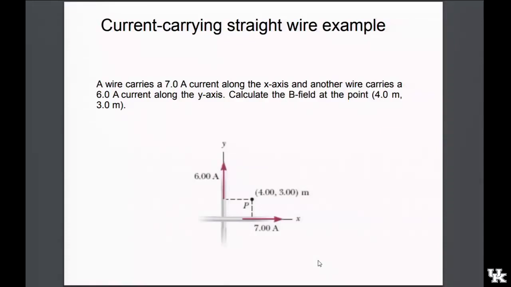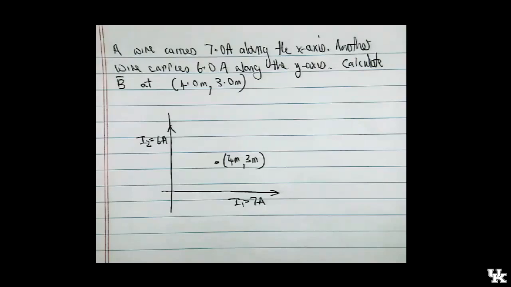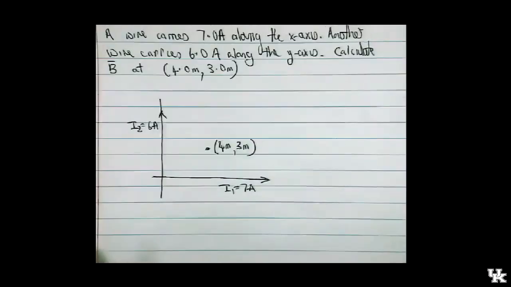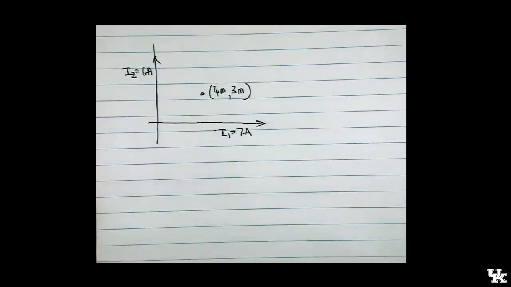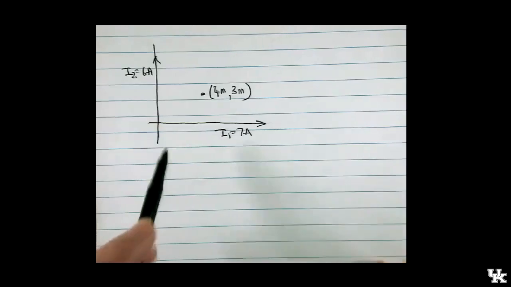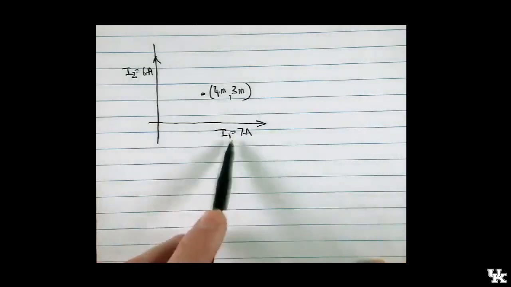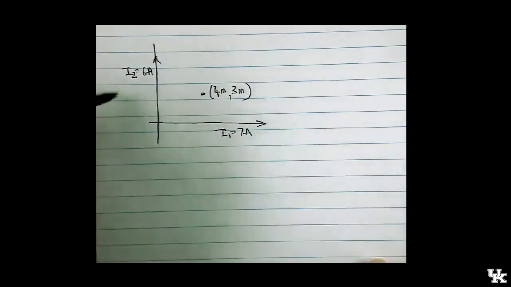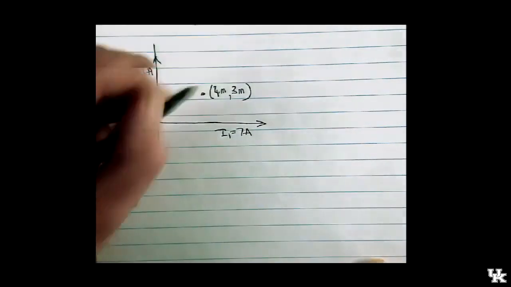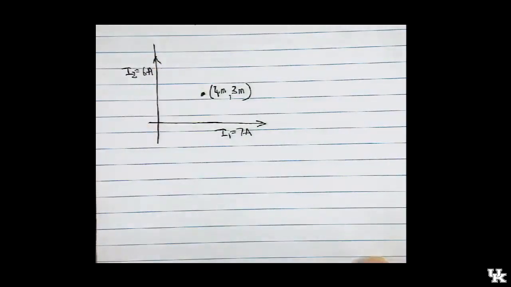I'm going to solve it here. So I started it already, and the important thing is I've drawn a sketch where I've indicated the two currents. The horizontal one was 7 amps. I called it I1. The vertical one was 6 amps. I called it I2. And then we want the field at this point here. So that's our task, to find that field.